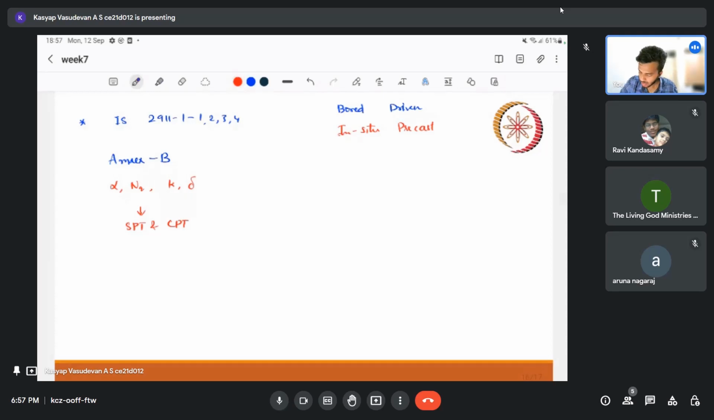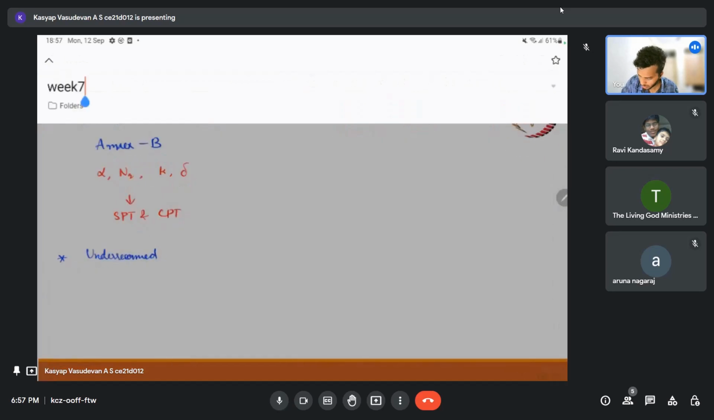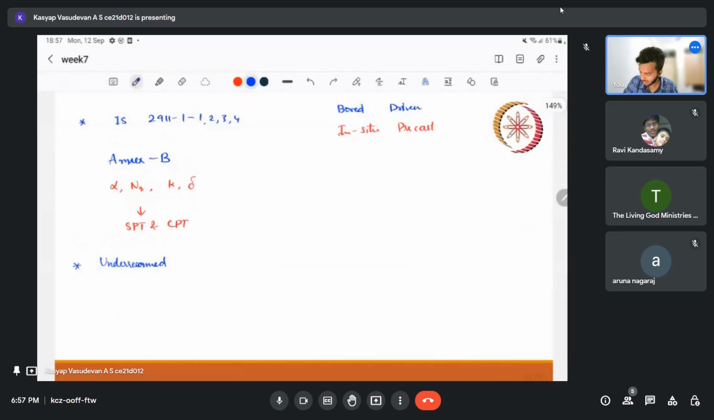Then another thing is about underreamed piles. In this we can have two different cases. One is where only at the tip we have a bulb, and the other is where even at the middle we can have a bulb.